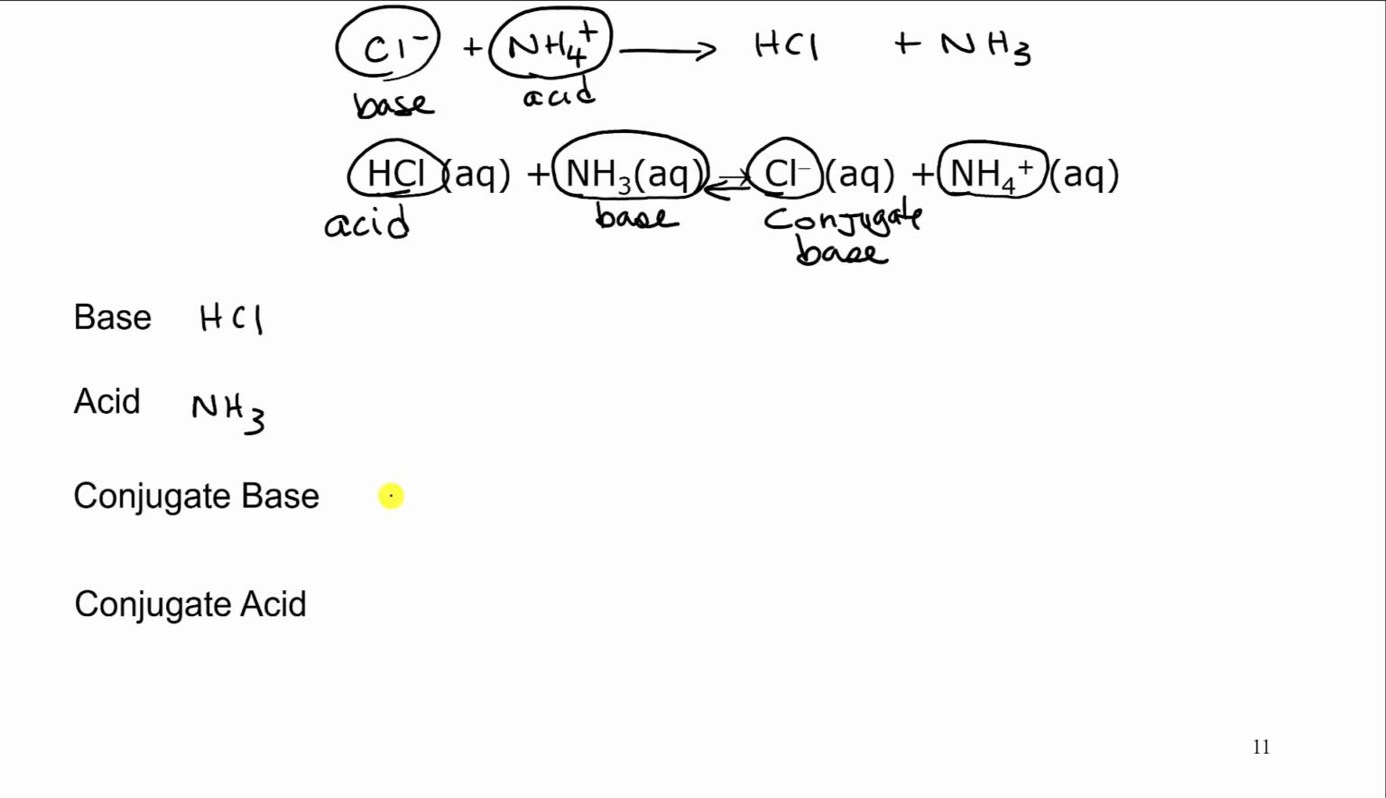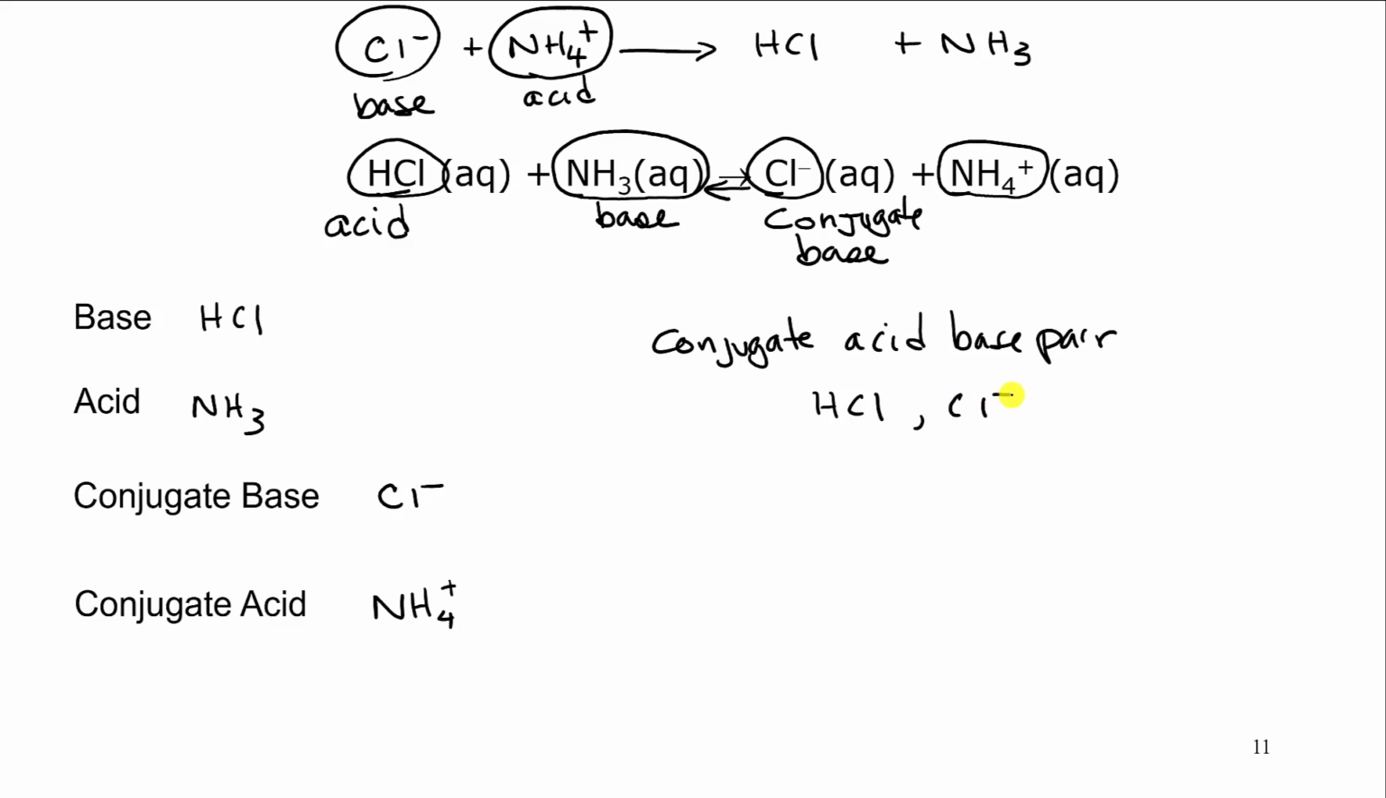So the conjugate base would be Cl-, and then the conjugate acid, because it behaves as an acid in the back reaction. This is known as the conjugate acid, NH3, NH4+. Now, we also define things like conjugate acid-base pairs. One conjugate acid-base pair would be HCl and Cl-, the acid form and its conjugate base form.